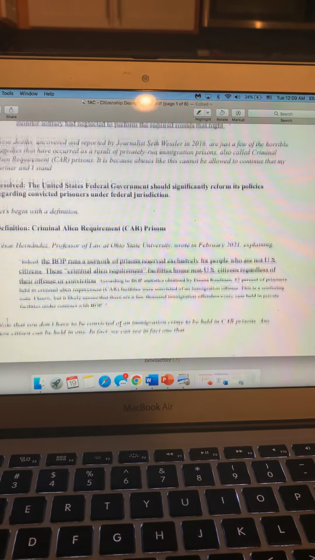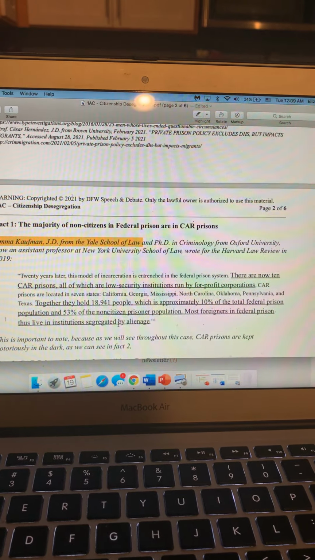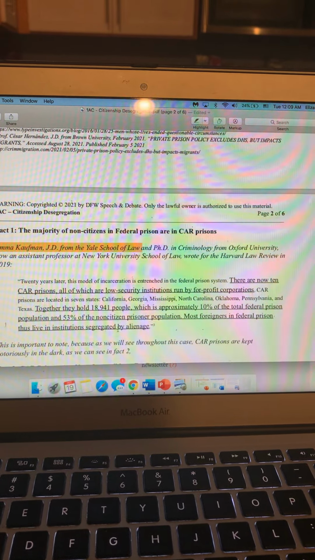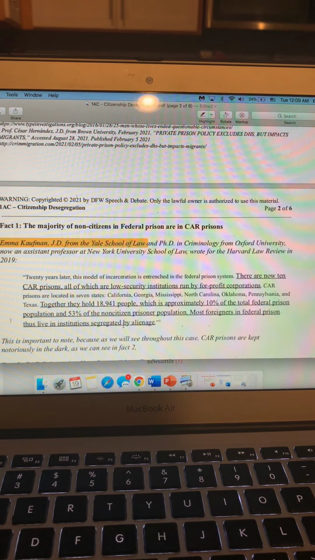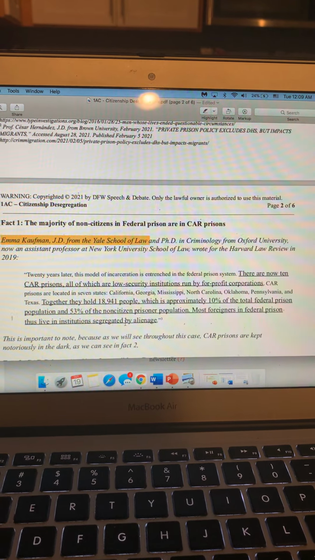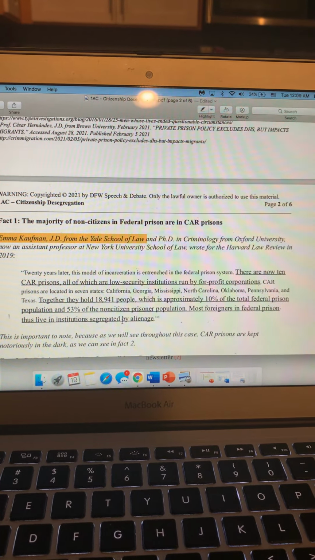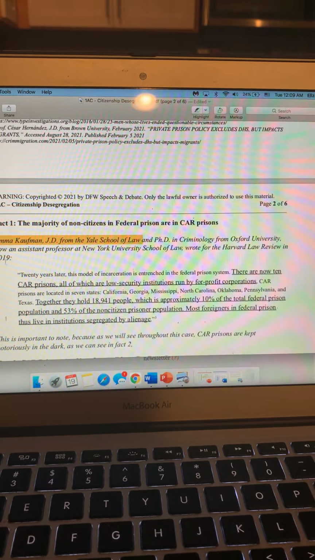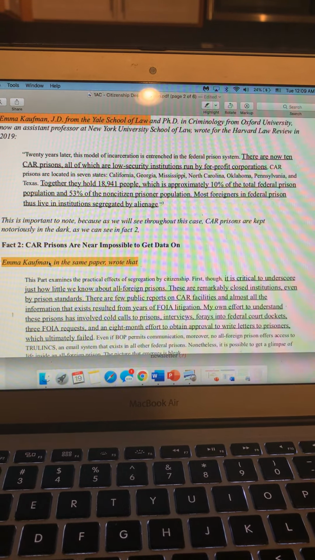The major harm that the case brings out is that non-citizens in federal prisons are not receiving drug and alcohol treatment or access to job training that regular federal prisons are receiving. So that's what they're calling a harm. One of the things I want you to notice is Emma Kaufman is one of their sources, and you'll see her name repeatedly.